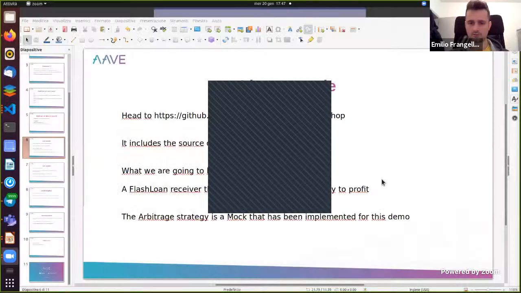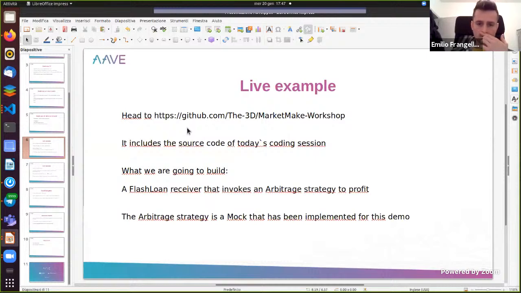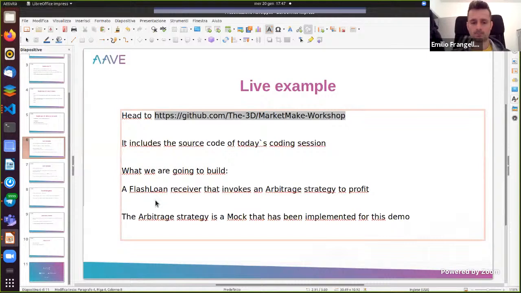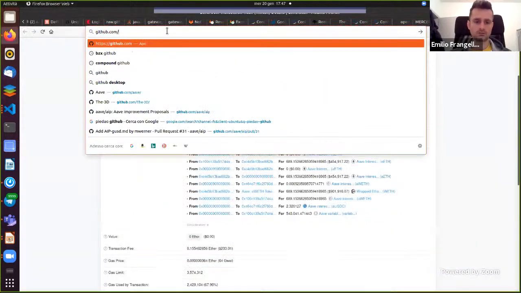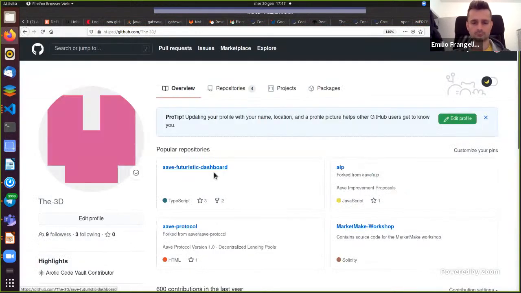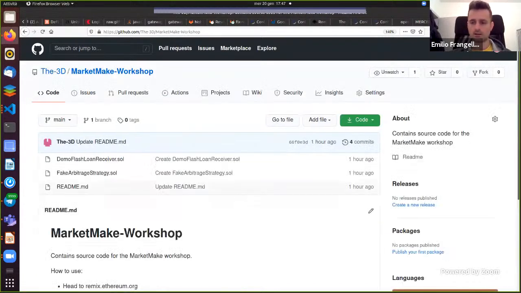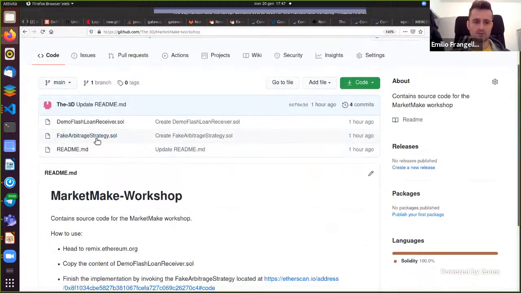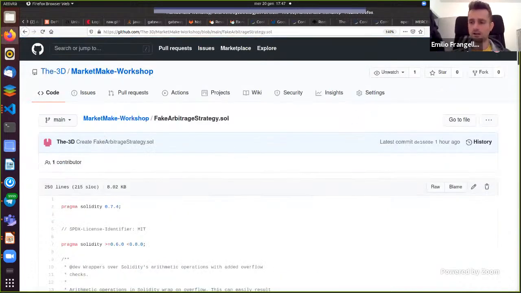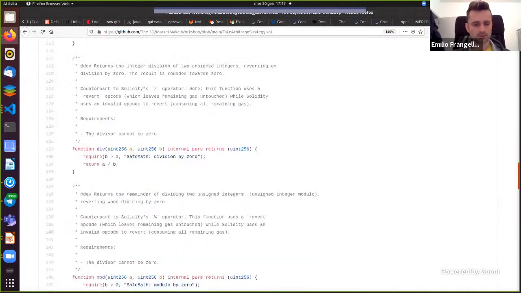So let me go quickly through the example. I will show you what was built. I will share the screen. Okay, so there are essentially 2 contracts in there. I wrote essentially 2 contracts. One is called Fake Arbitrage Strategy, and the other one is Demo Flash Loan Receiver. The Demo Flash Loan Receiver is the one that is not yet completed. So you guys, if you want to take the exercise, you will need to complete it. The Fake Arbitrage Strategy essentially simulates an arbitrage opportunity where when you send Ether, I'll show you the code here.